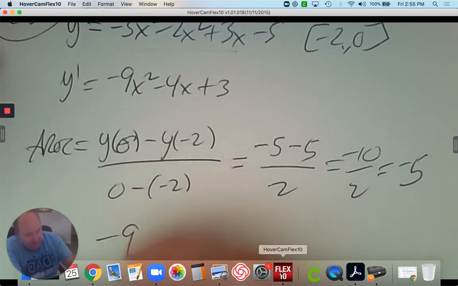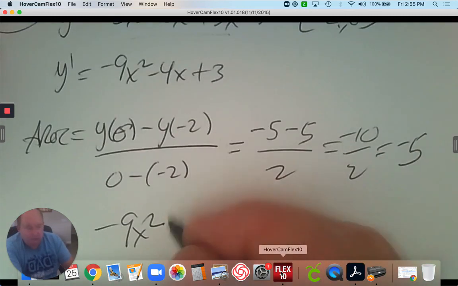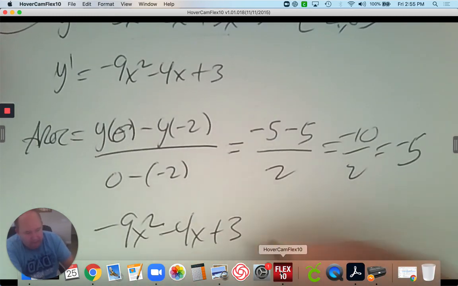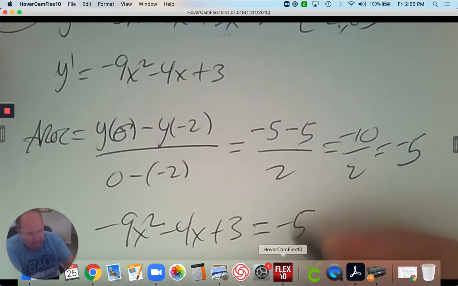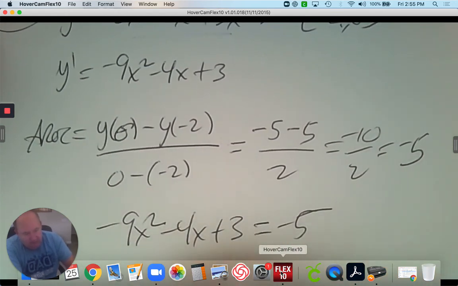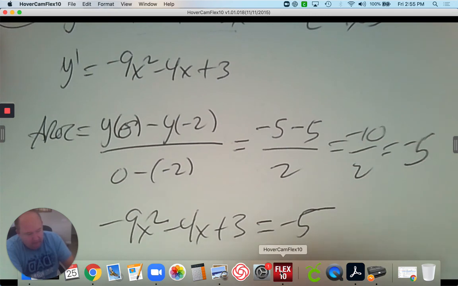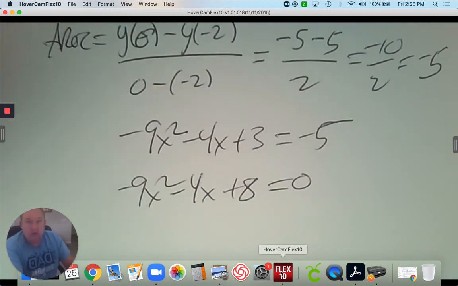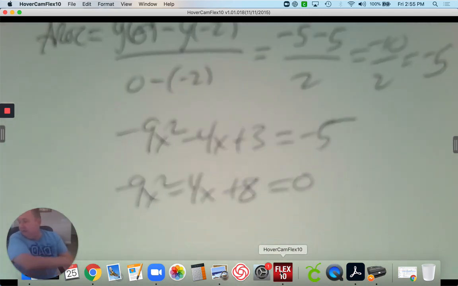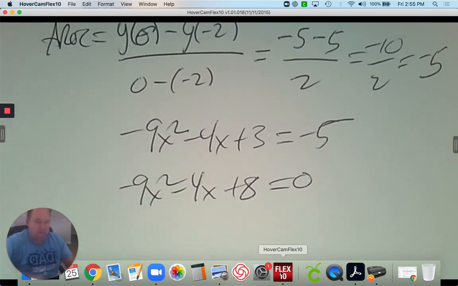So I have negative 9x squared subtract 4x plus 3. That's the IROC equaling the AROC. Make that equal to negative 5. I'm going to tell you right now, it is not factorable. So what would you do if it's not factorable? You use your calculator.